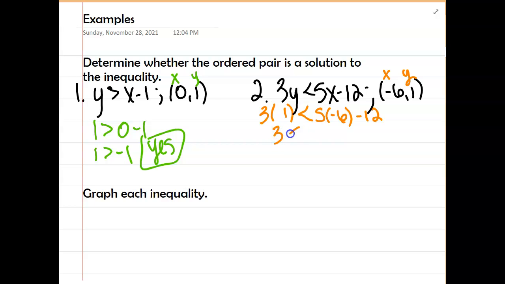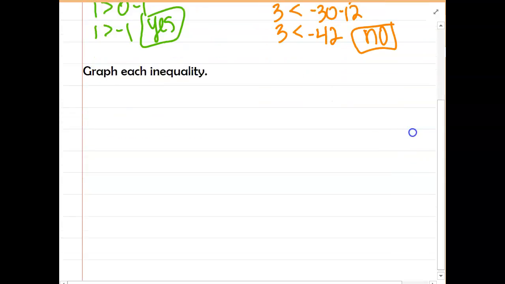3 times 1 is 3, is less than 5 times negative 6, which is negative 30, minus 12. So I'd have 3 is less than negative 42. Is positive 3 less than negative 42? So if you were to graph this inequality, that point, negative 6, 1, would not be in the shaded area. You'll have a handful of those for your homework, and the rest of them you are going to be graphing. So let's practice a few of these.